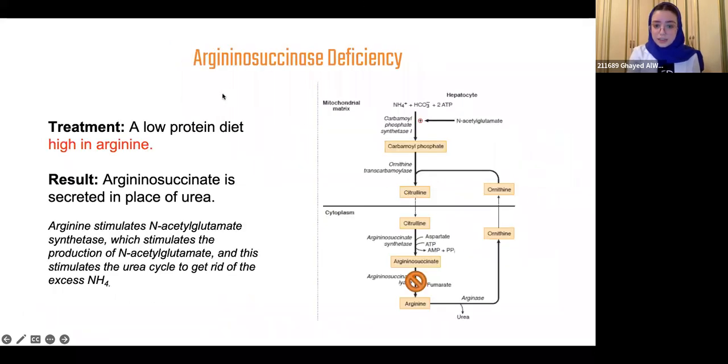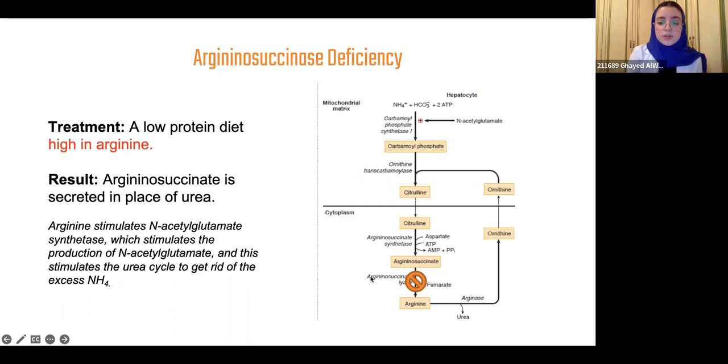And finally, the last deficiency is the argininosuccinate lyase deficiency. So this is the enzyme over here, also known as argininosuccinate lyase. The reaction is meant to break down argininosuccinate to give us arginine and to give us fumarate. We said arginine will continue, right? It's going to continue in the final reaction of the urea cycle, whereas fumarate is going to leave the urea cycle and go into the citric acid cycle.